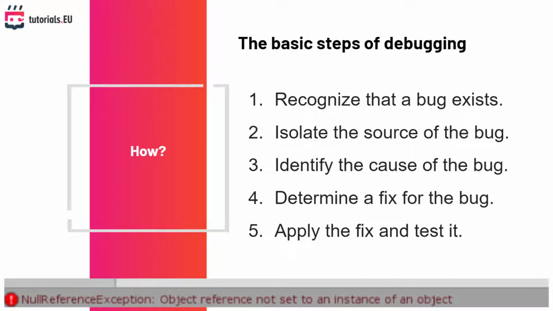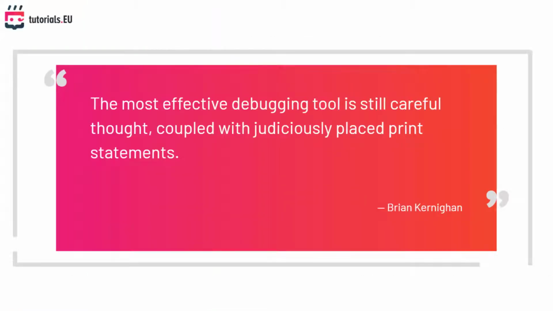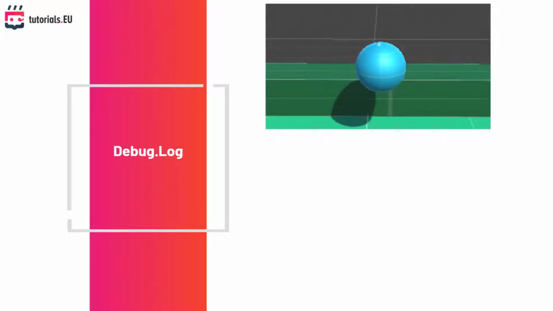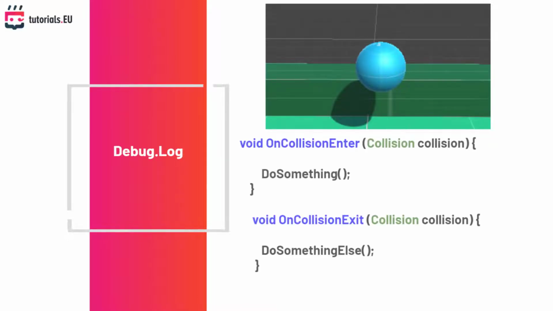So the first debugging tool that I'm going to teach you about is a simple print command, because the most effective debugging tool is still careful thought, coupled with properly placed print statements. This print command is a static method called Log, from a class called Debug. So let's consider the following scenario where we have a ball with a rigid body and a collider. When the ball enters or exits the ground collider, we want to do something, but it's not working properly. If we think about the source of the error, it could be one of these two. The collision events are not being called to begin with, or the collision events are being called, but the methods we are calling are the culprit.